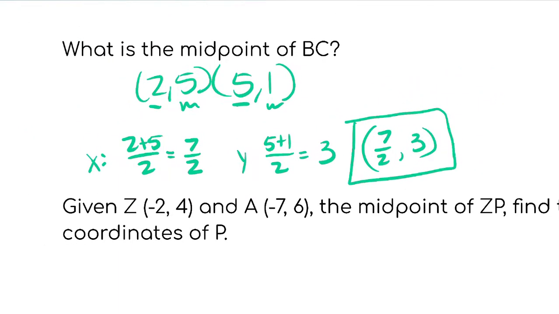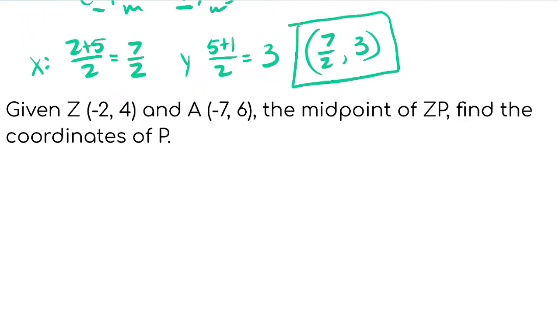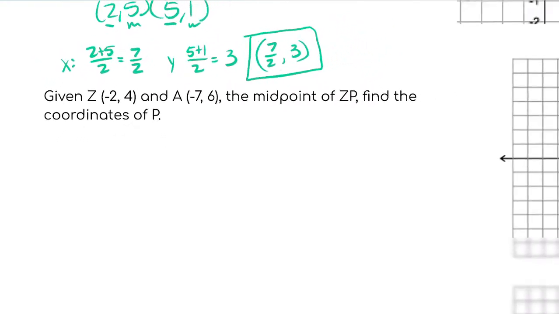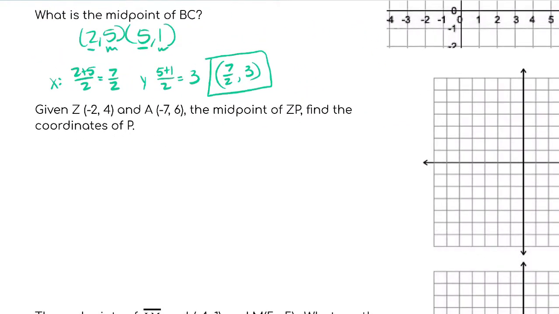So it's just averaging. Try not to overthink it. It's my favorite because it's so easy. Just add, divide by 2, add, divide by 2, write it as a point. This one here is a different sort of question, and there's like 3 ways to do this problem. So I'm going to try to show you so that you have options.